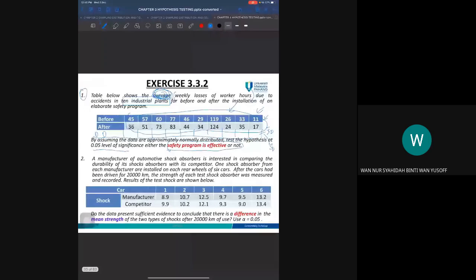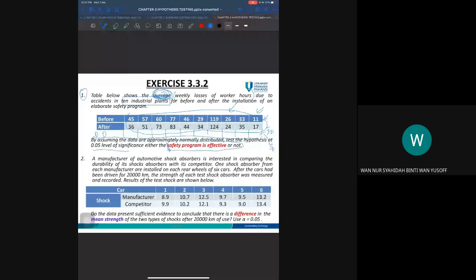Safety program is effective. How do we write the hypothesis that the safety program is effective? What kind of sign do we have? What happened to the weekly losses of the worker hours? It is less than.